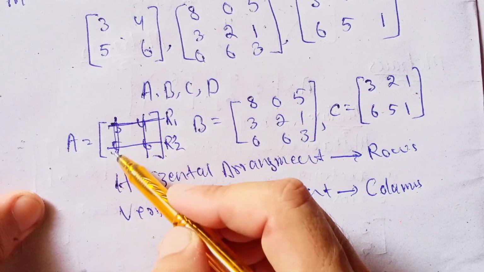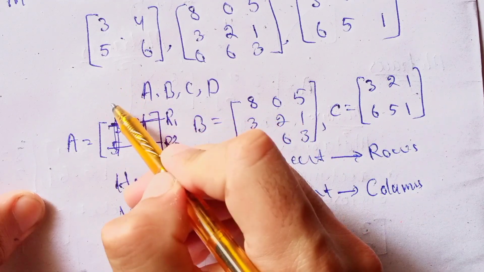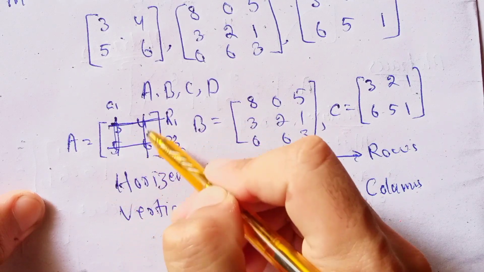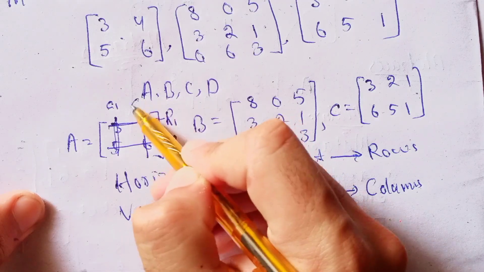And this is the first vertical arrangement of numbers. It is called first column or column 1 or C1. And this is the second vertical arrangement. It is called second column or column 2 or C2.